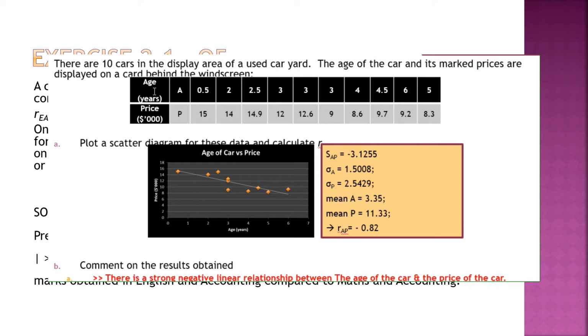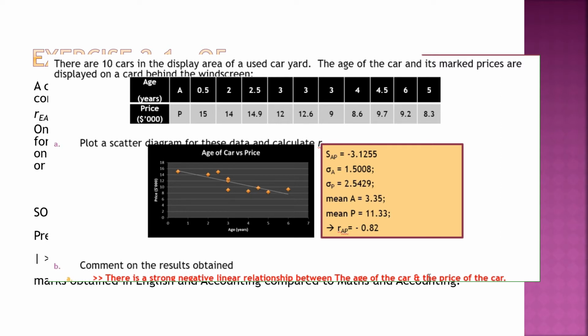Alright, question 6. There are 10 cars in the display area of a used car yard. The age of the car is marked below here. You have it, so it's between A and P here. You're supposed to plot a scatter plot. That shouldn't be a problem. You're supposed to find R. You can ignore all this since it's a table. Just put it into the calculator and calculate. Okay, and they've asked you to comment on the results obtained.